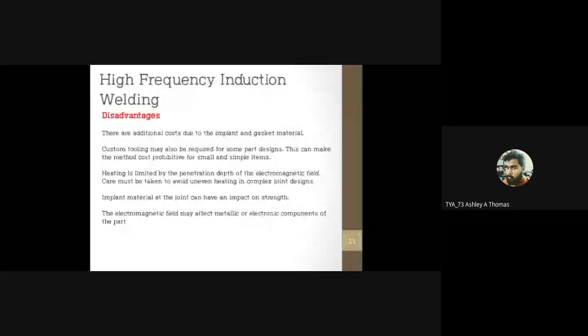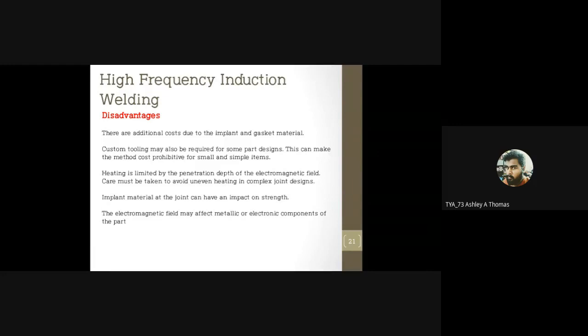First disadvantage, implant. Because to heat that material we are using an implant, the possibility is that the implant can change the properties of the material. So every time you will have to use that implant. Then custom tooling may also be required. You cannot use the same induction coil for all kinds of products. If the design is too complicated and you want to heat the internal parts of the product, then you need different types of coil. So it depends on the design.